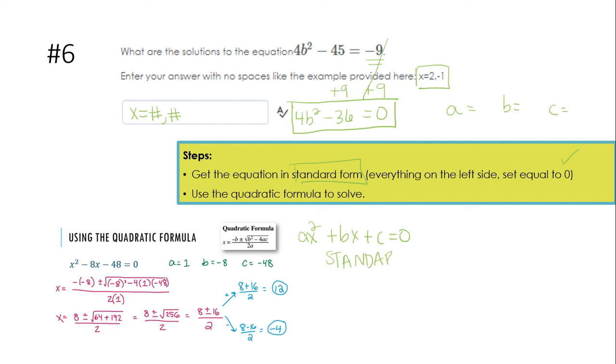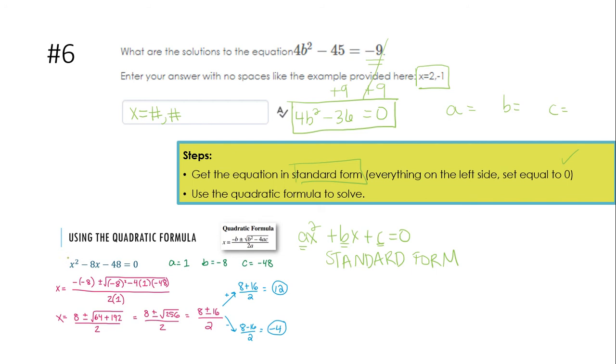So when you're matching up your parts, I didn't talk about this on the last one, but this might help just in case you need that. The number out front of your x squared is your a term. The number with the x is the b term. And the number by itself, that's your constant, that's your c term. And don't forget to use your signs.